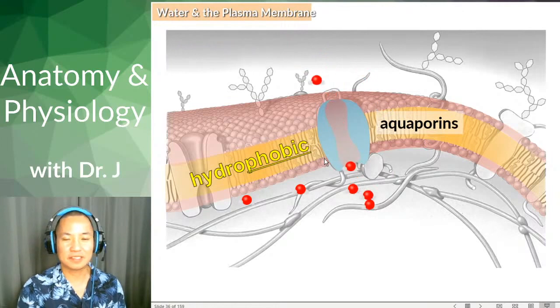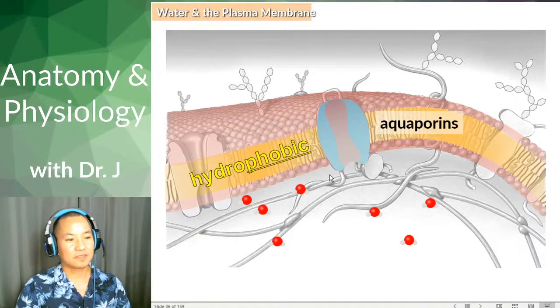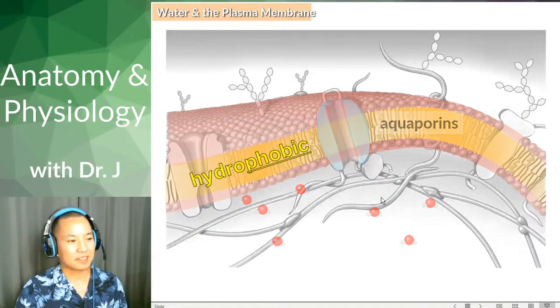The funny thing is, especially when you get to the kidney, aquaporins are found all over the place in the kidney. So even though water has a hard time getting through the hydrophobic core of the plasma membrane itself, when you open all of these little holes, all these little channels that allow water through, water can also flow through this way as well. So water can cross the plasma membrane this way.